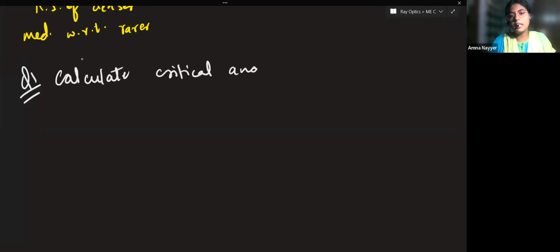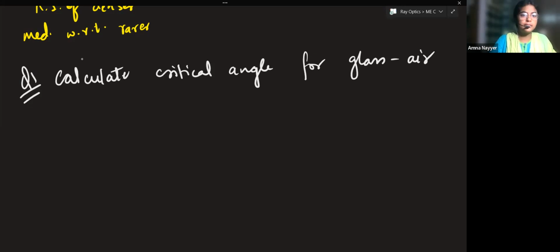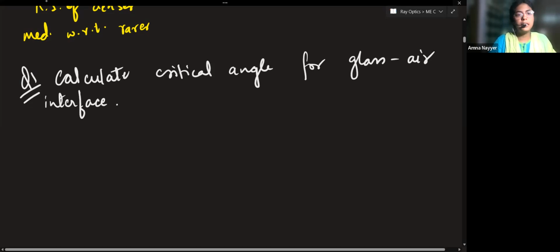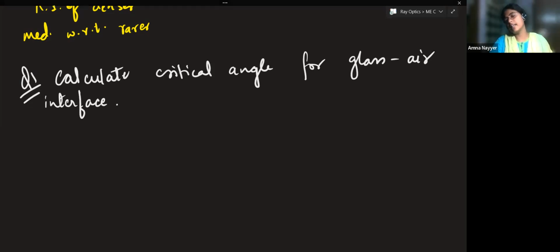Calculate critical angle for glass-air interface. For example, this is a question. Now, for glass and air, the refractive index is not given. 3 things I'll suggest you to learn in this lesson: refractive index of glass as 1.5, refractive index of air as 1, and refractive index of water as 1.3. Sometimes it cannot be given in the question. So if you're stuck in the question in your board exams, you should remember these 3 things.